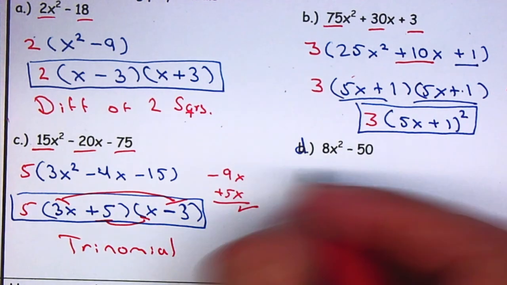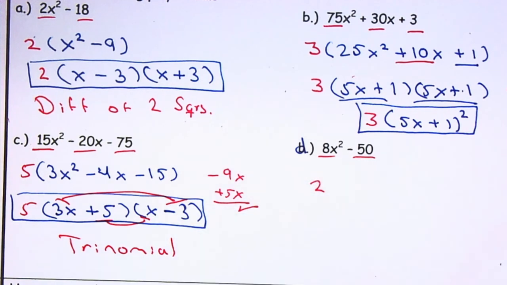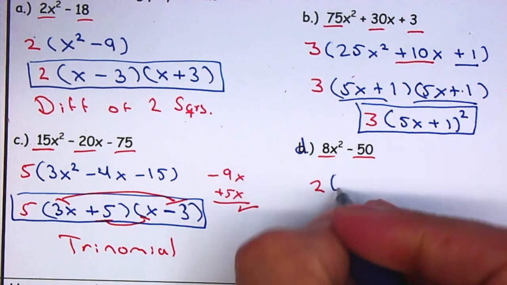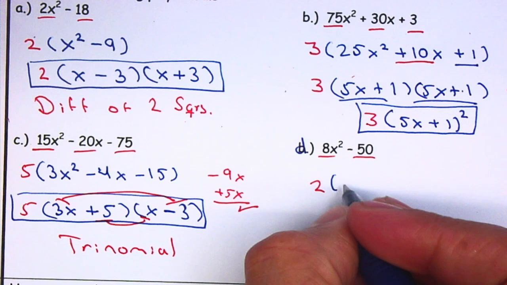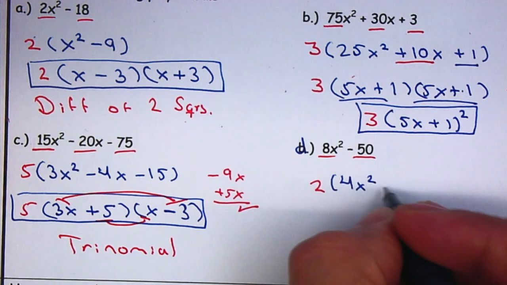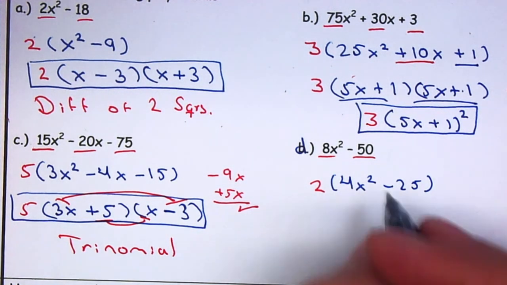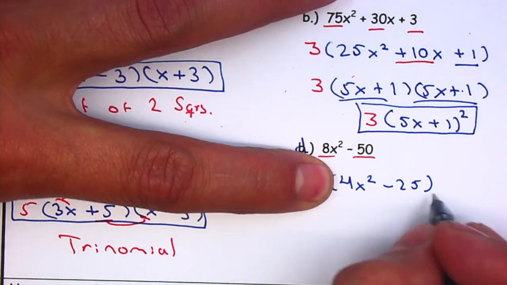Letter D, take out a common factor. So one number divides 8 and 50, 2. What do I need to multiply 2 by to get 8x squared? It would be 4x squared. And what do I need to multiply 2 by to get 50? It would be negative 25. Now, I'm going to ignore the 2, and I'm going to factor this out.